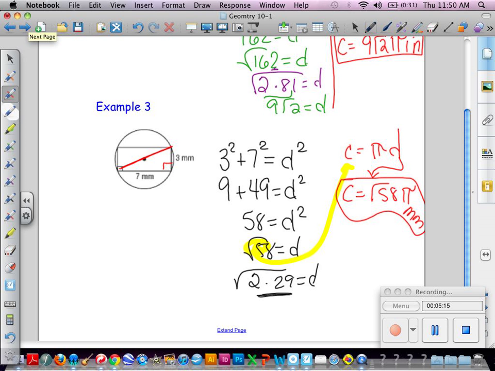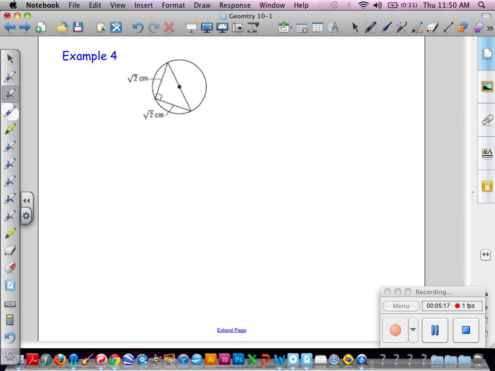Let's take a look at our last problem. You have square root of 2 and square root of 2, and you need to find the diameter, because again you're looking for circumference, which is pi d. So you're going to take the square root of 2, I'm using Pythagorean theorem here, squared, plus square root of 2 squared equals d squared.